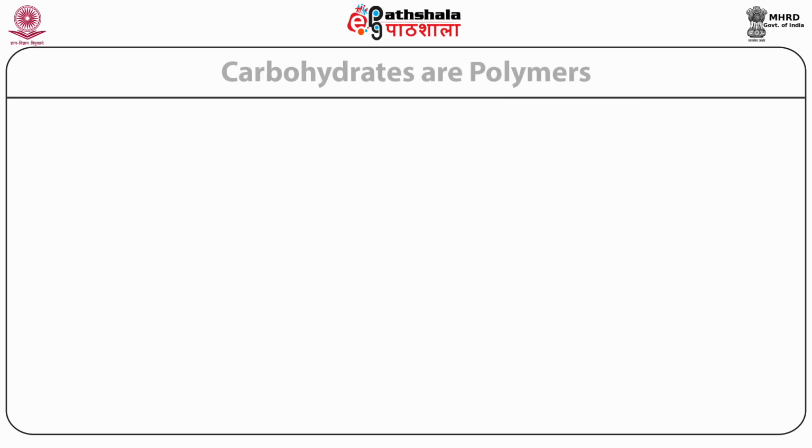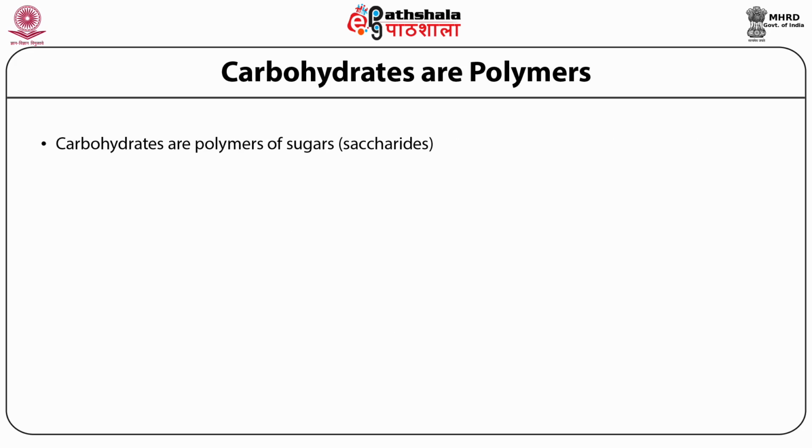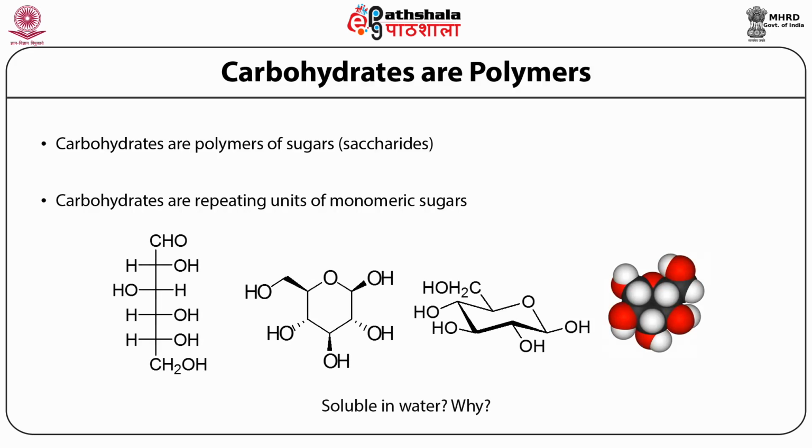Carbohydrates, as I've already mentioned, are polymers of sugars or saccharides. The basic definition of a polymer is that a polymer means many somethings, or many mers. So basically carbohydrates are repeating units of monomeric sugars, say for example glucose. You see different ways in which a glucose molecule is represented here. It can be represented in a cyclic form and in a linear form, and as we move on, we will see what these representations actually mean.